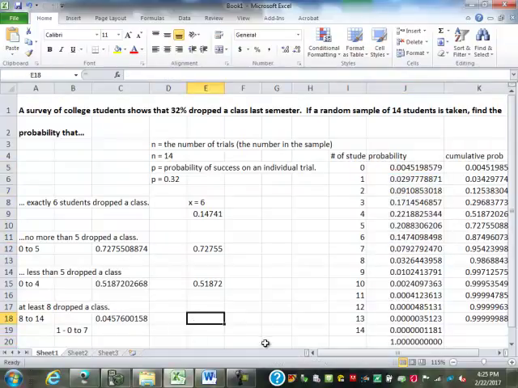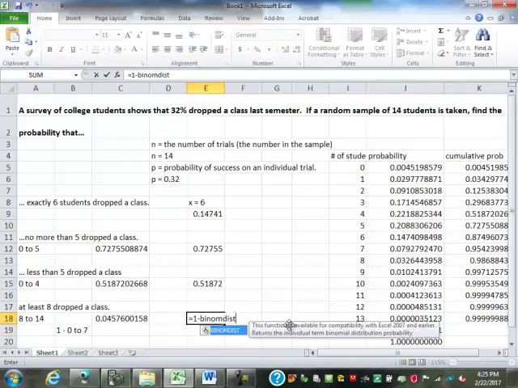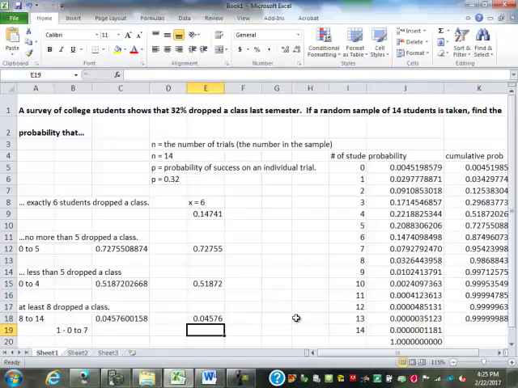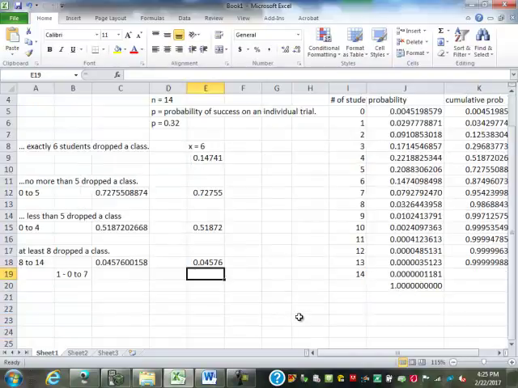So the way we'd punch that in is equals 1 minus binomial dist. We're only going up, we're taking out up to 7. What we're putting here, when we do 1 minus, what goes in the binomial dist is what we're getting rid of, what we're excluding, not what we're trying to find. So it's 1 minus binomial dist 7, 14, 0.32, and true again because we're excluding from 0 up through 7. And you see we get that same probability.